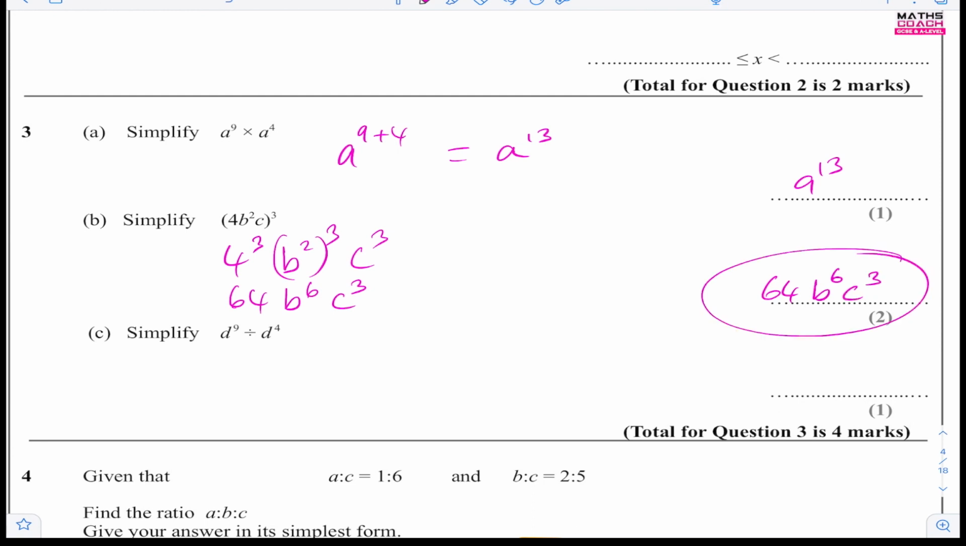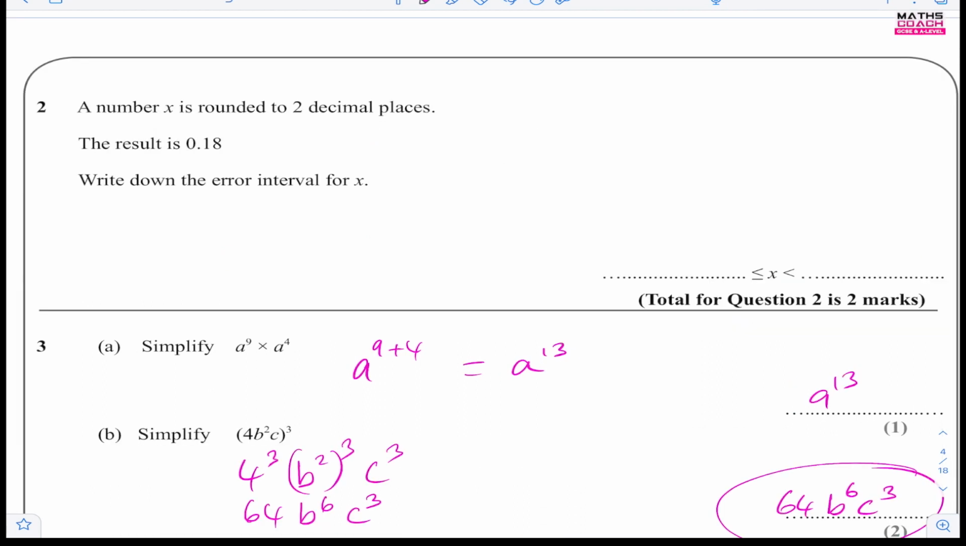Finally, part C, simplify d to the power of 9 divided by d to the power of 4. With division, you are going to take the powers away. So d to the power of 9 minus 4 gives us d to the power of 5.